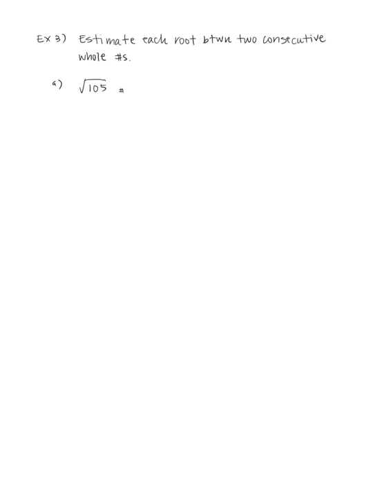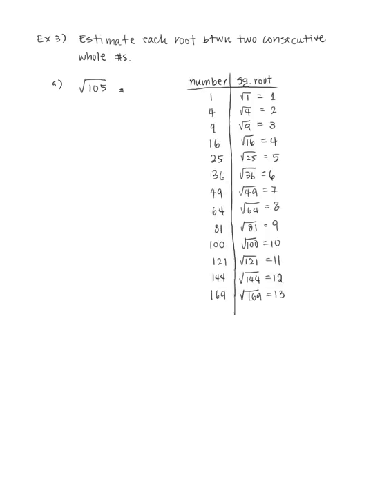Okay, now let's take a look at something a little bit different. Example 3, estimate each root between 2 consecutive whole numbers. So part A, square root of 105. To do this, think of the perfect square numbers close to 105. Here is my chart of the number and its square root. Notice that I just jotted down the perfect squares, which are 1, 4, 9, 16, 25, and so forth. Those are perfectly squared numbers.